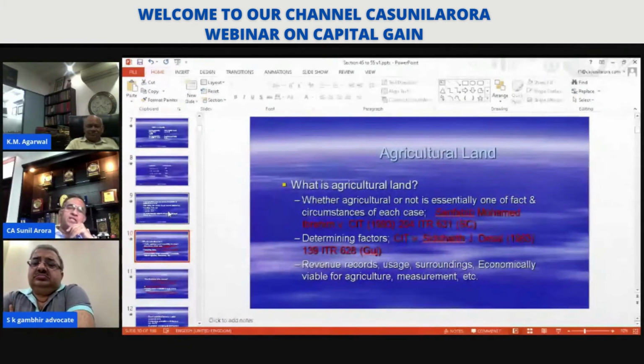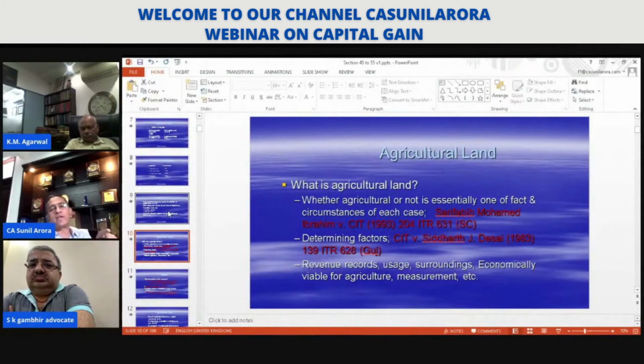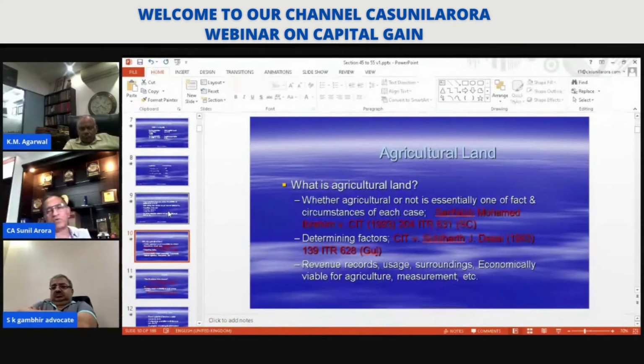Now, what is an agricultural land? Because the basic thing is that we have provided exclusion from capital asset only for agricultural land. And then the second criteria which it must meet is that it should be outside the municipality or beyond a certain radius of the municipality. But the basic character of land which wants to be excluded from the definition of capital asset has to be agricultural land.